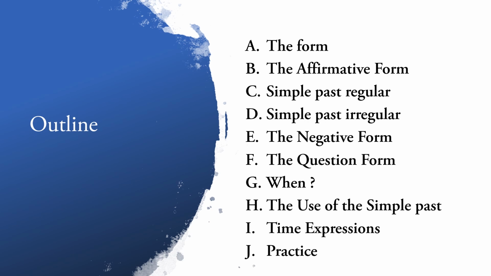So the outline of our presentation for today is the following. We have the affirmative form, and we have both simple past regular and simple past of irregular verbs. Then we move to the negative form, the question form or the interrogative form. Then we have when the tense is used. Then we will see some uses of the simple past and time expressions. Then we will end with some practice. So let's start learning.